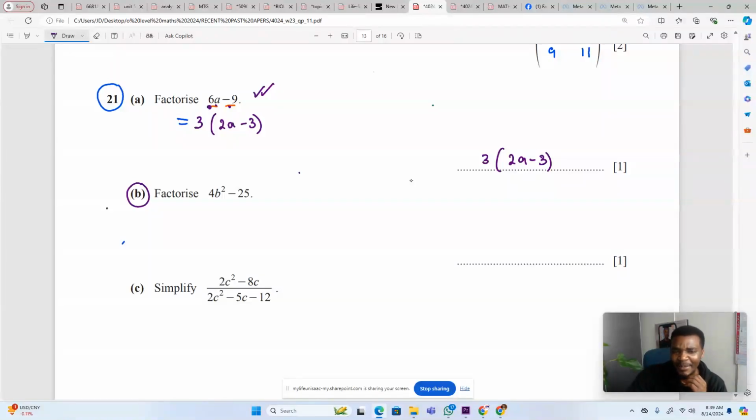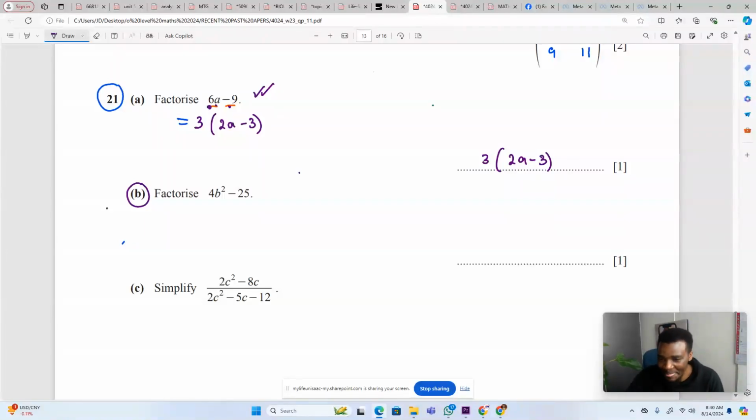Let's check. Is there a number that can get into 4 and 25? No. Even if you check on your calculator, you see the highest common factor of 4 and minus 25 is just minus 1. We don't consider 1 as the highest common factor when you are dealing with factorization. And there's a b squared here and no b squared there, so b squared is not a common factor.